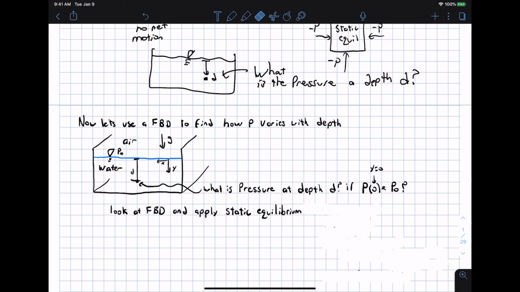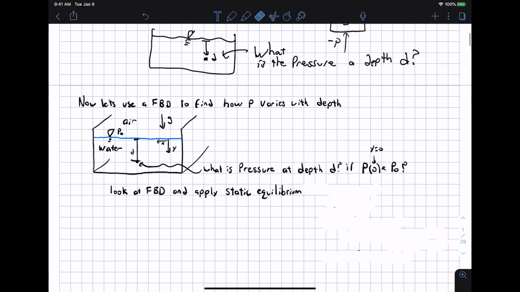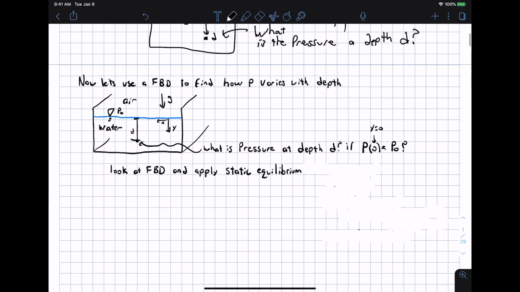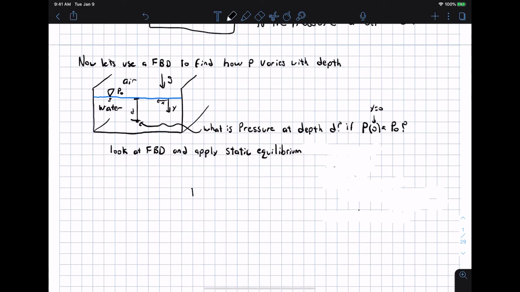Let's look at a free body diagram and apply static equilibrium. I'm not going to draw it in 3D, so the element would look something like this.